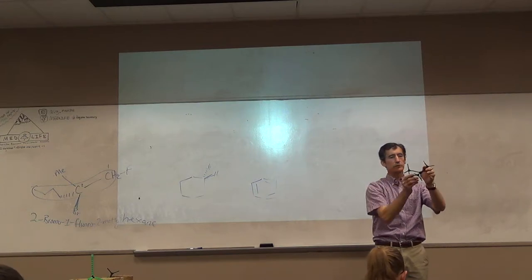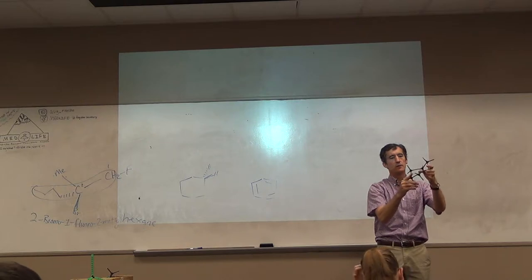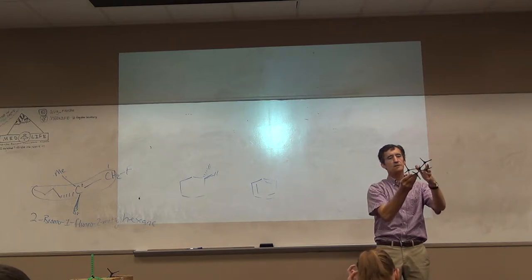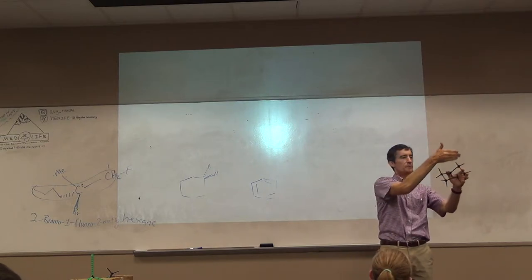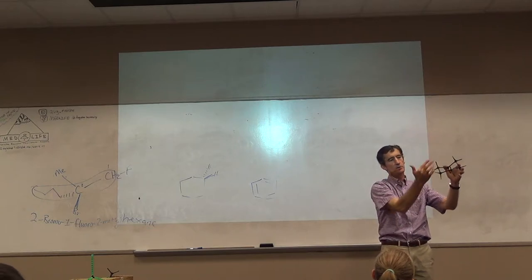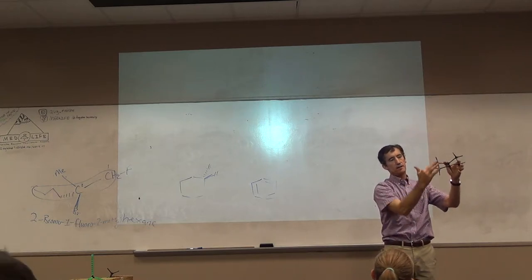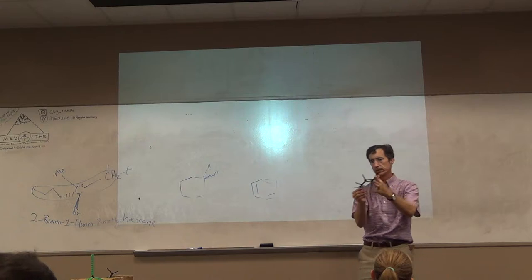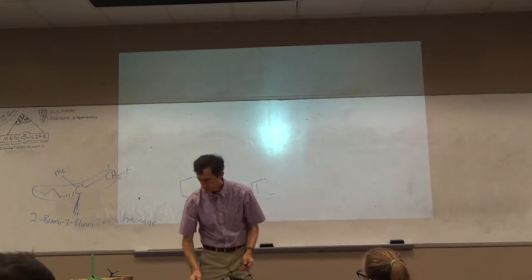That bond is kind of broken there. And this is more like a chair. You sit here, and here's your back, and your feet, your legs can spill over onto the leg rest. Okay? Chair conformation. Let's draw these on the board.